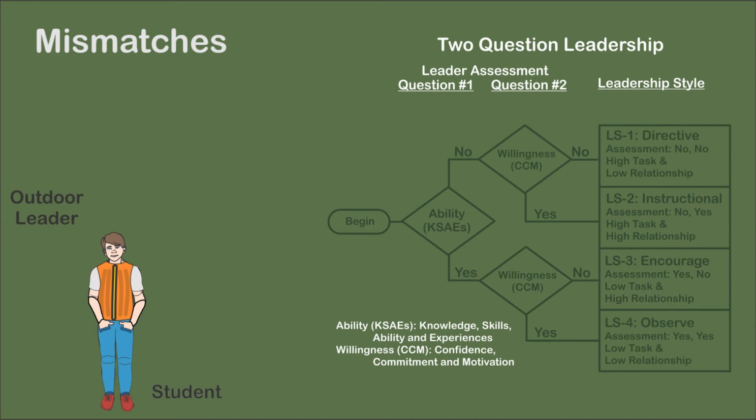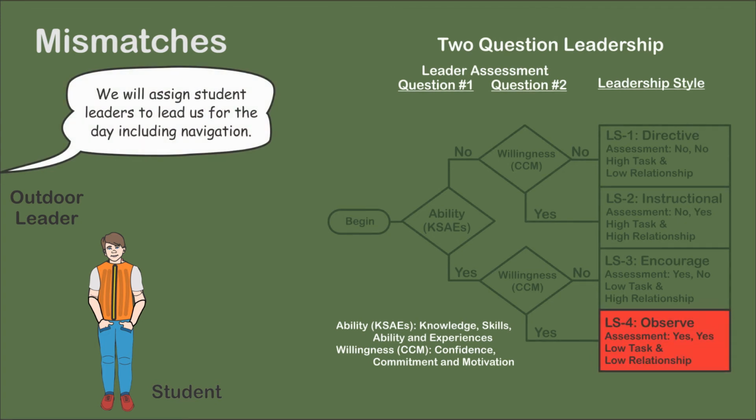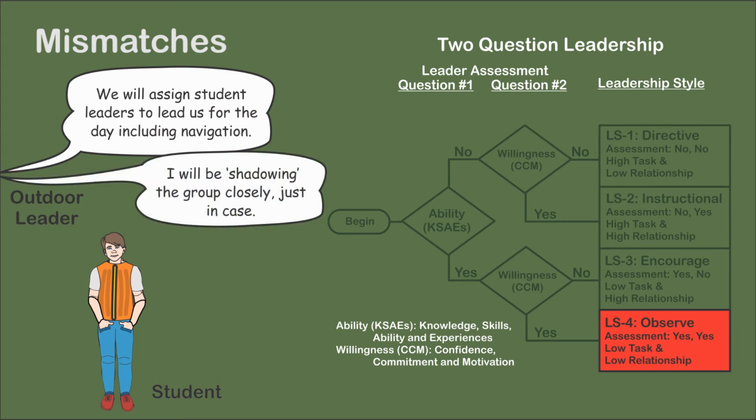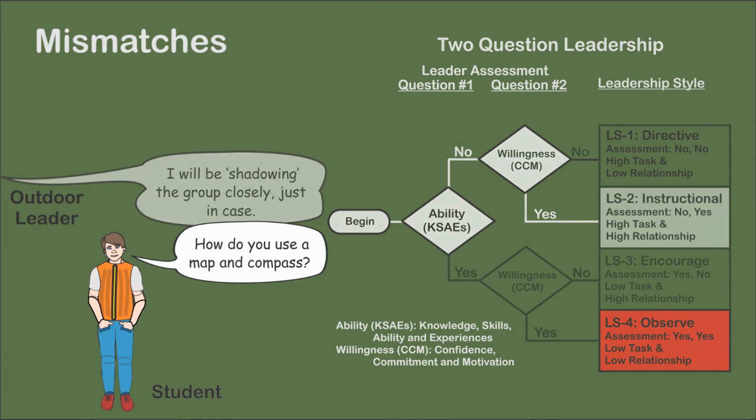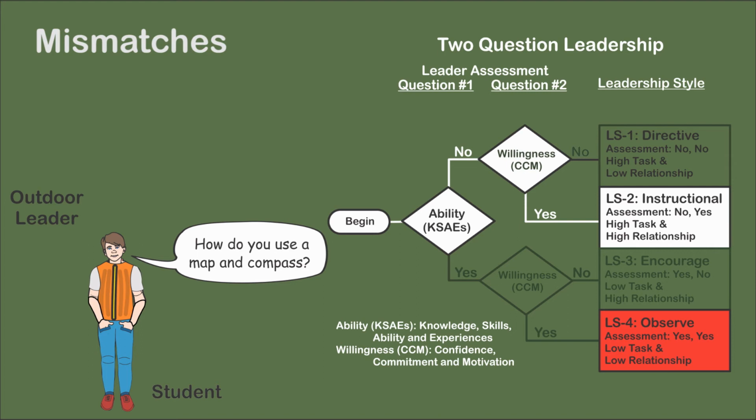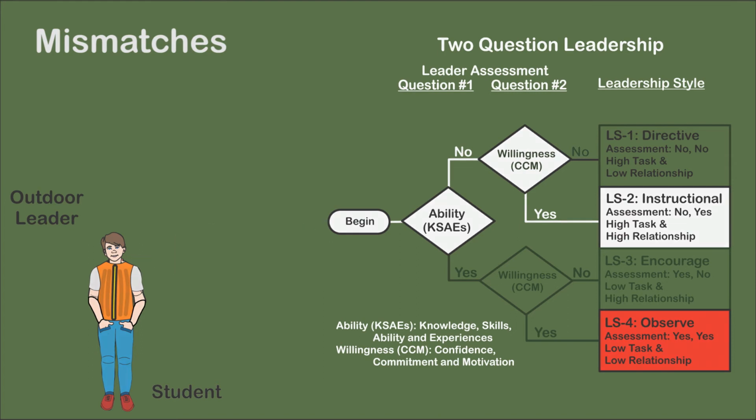It is the first day of a 10-day backcountry canoe trip in the Boundary Waters. The leader notes that we will assign student leaders to make the leader decisions for the day, including navigation. "I will be shadowing the group closely just in case." One of the students raises his hand and notes that he doesn't know how to use a map and compass. The leader is providing an observing leadership style, while the student needs a directive or instructional leadership style to learn about map and compass skills.